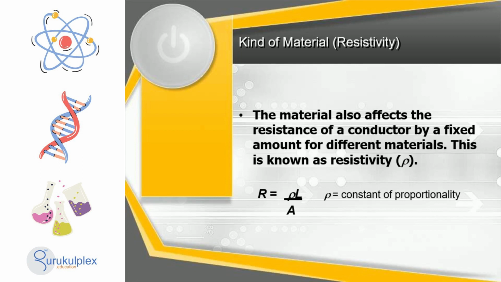Here, the resistance is proportional to the resistivity of the material, or R equals ρL/A, with ρ as a constant of proportionality. Variations in resistivity of the material cause a subsequent alteration in the resistance of the conductor. Being aware of the different materials and their resistivity enables us to compute resistance accurately.